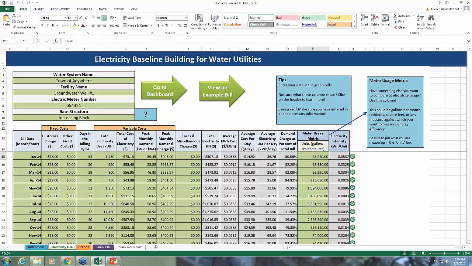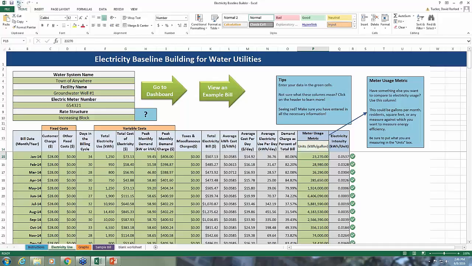Now, we were talking about energy usage intensity a moment ago. You have a choice here, if you want to put anything in column P at all, what it's going to be. And you can actually type over this cell here, P14, with what it is. So let's say it's not per resident, not per building, not per square foot, but it's going to be kilowatt hours per gallon of water produced.